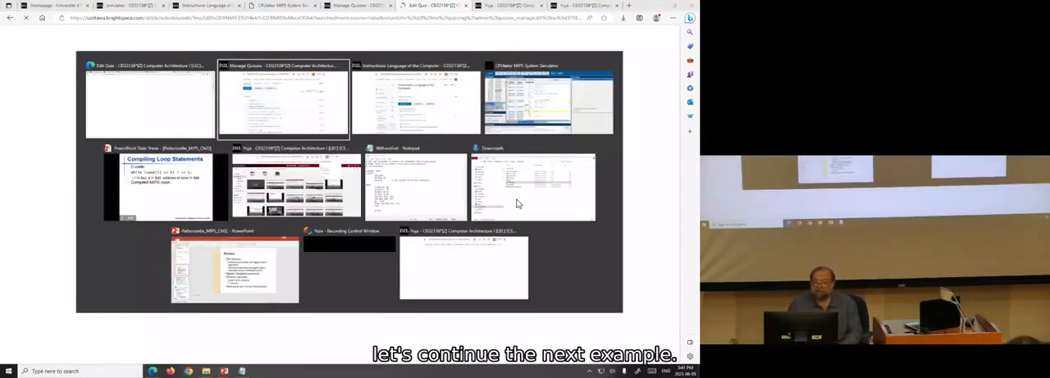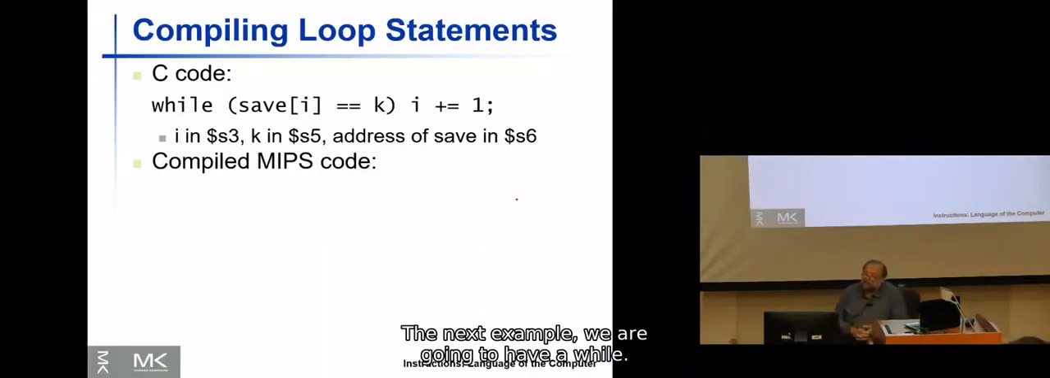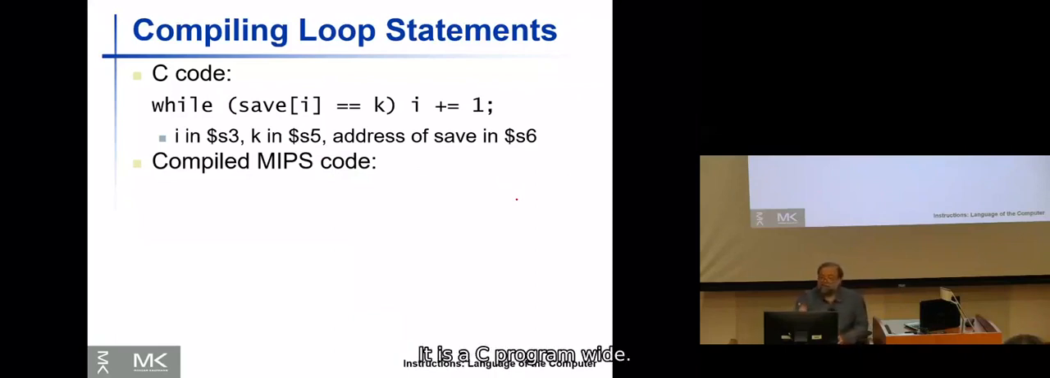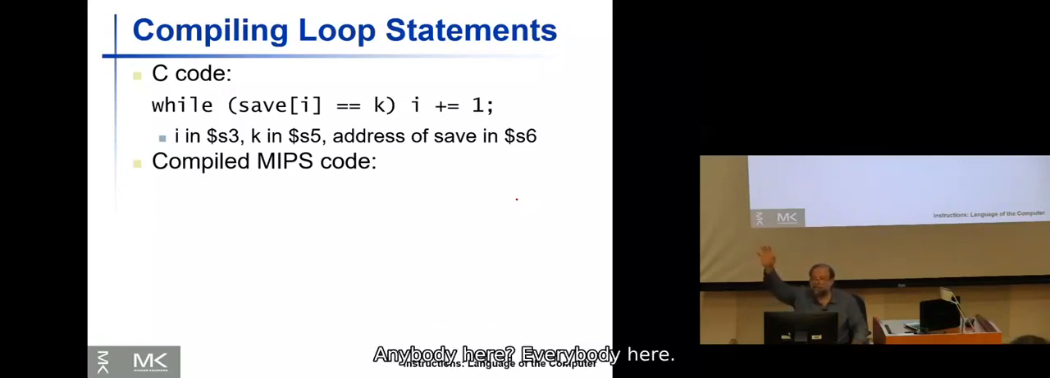Okay, so let's continue. The next example. In the next example, we are going to have a while. It is a C program. While the ith array element of save is k, then we stay in the while and just add to I. And if it is not, then the while is finished and it comes out. Okay? Everybody here?